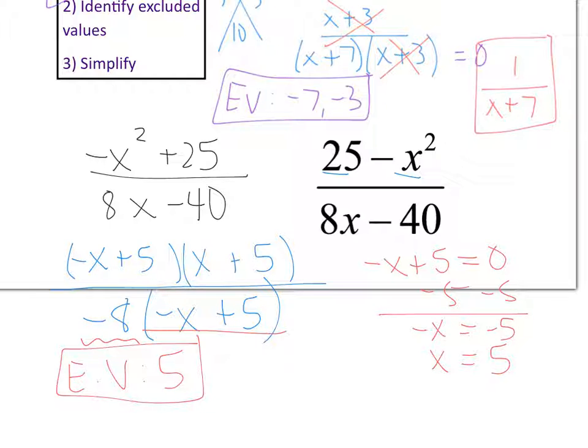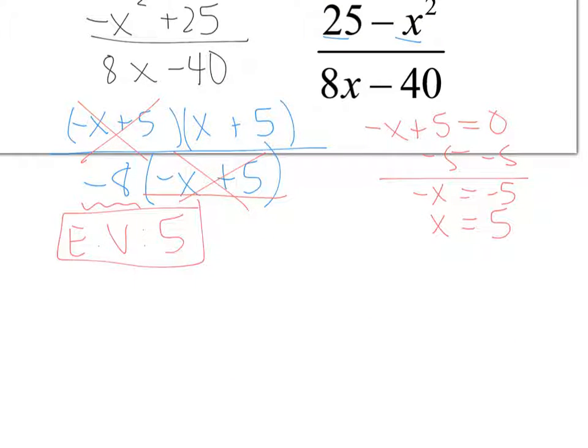so I can actually take out the negative x plus 5 over the negative x plus 5, and my simplified answer would be x plus 5 over negative 8.